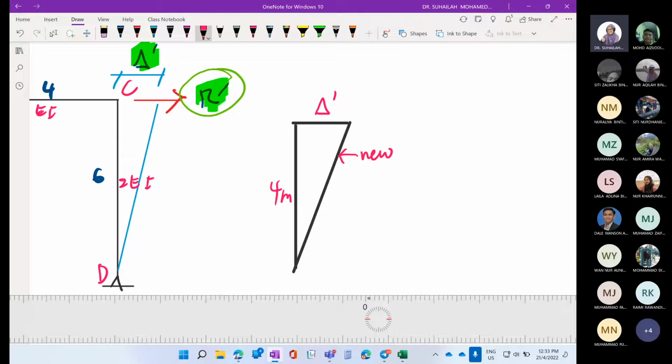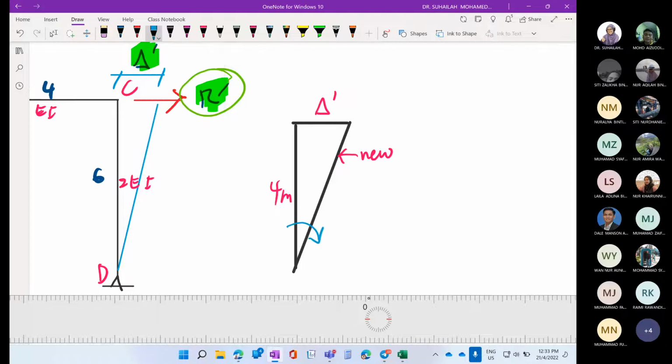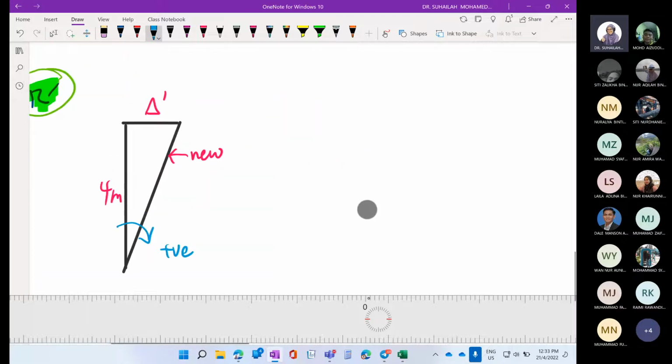Okay, mark the angle from original position to new position. The angle is clockwise. So we apply back the same concept that we apply in beam with support settlement. When the angle is positive, it means FEM is negative.